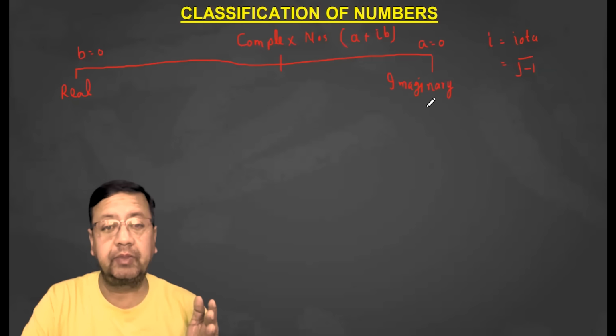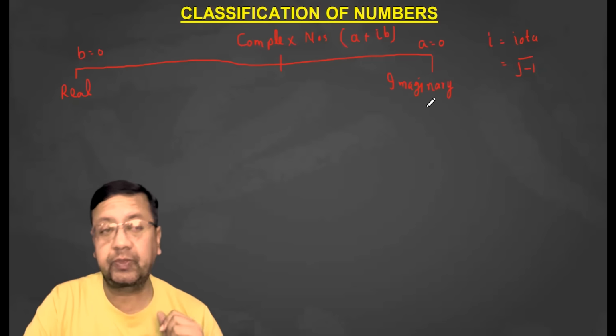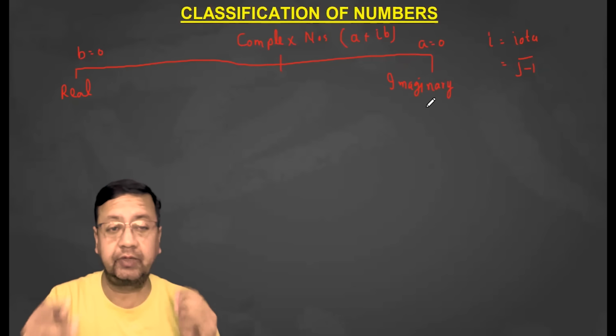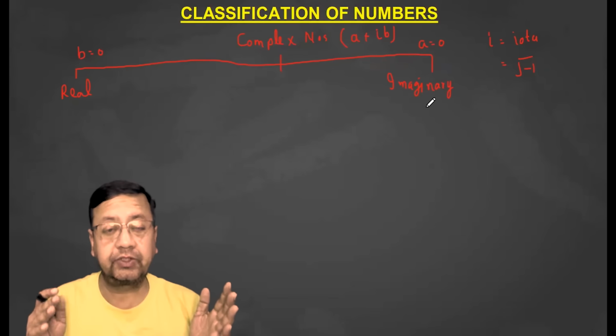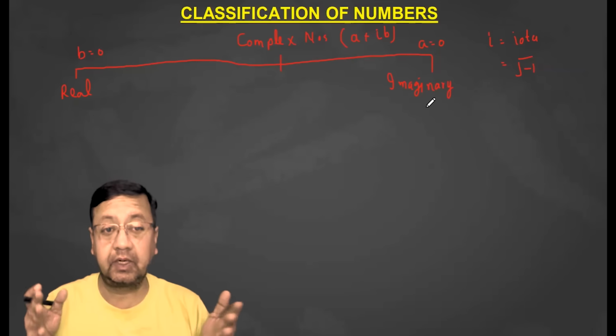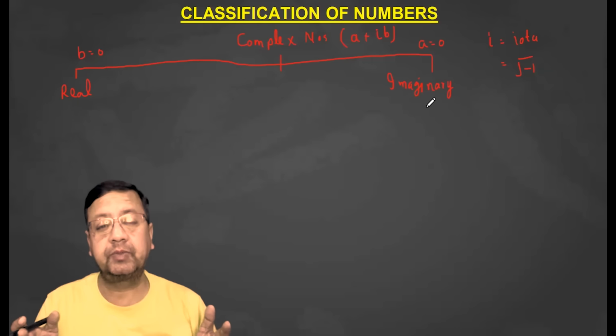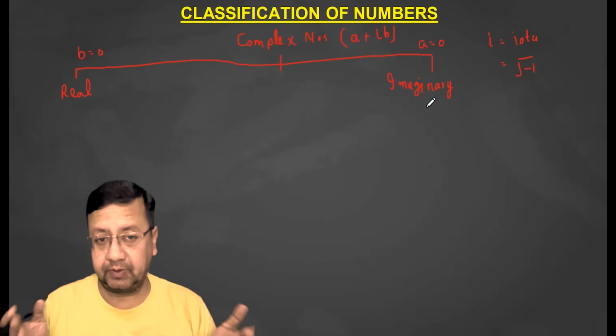Real numbers can be represented over the number line, right? This is the first definition. Second definition, I can say what is the real number? Real numbers represent the physical quantities: weight, height, length, distance, time. So all these values can be represented in the form of real numbers, right?